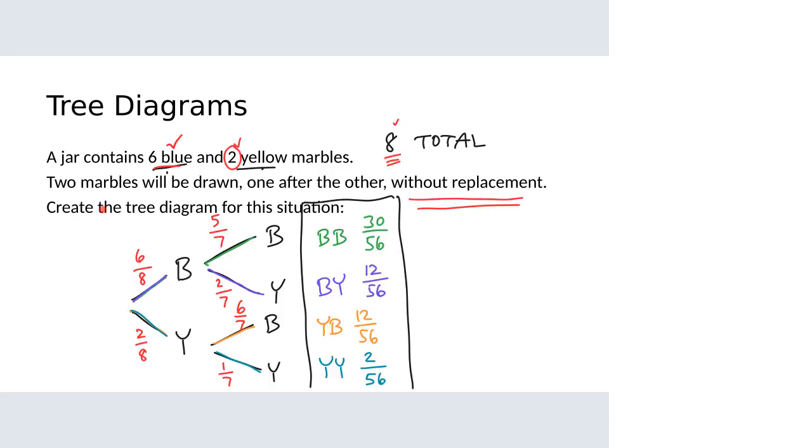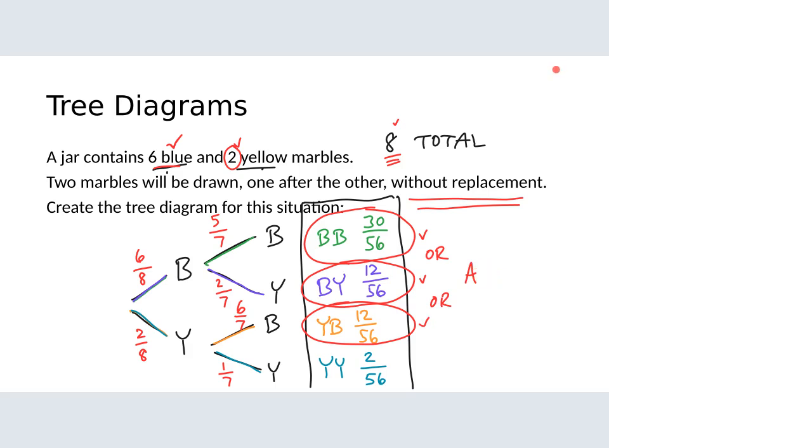So I go back and I look at my sample space and I see at least one blue. Well, I have at least one blue here. I have at least one blue here. I have at least one blue here. So I could get at least one blue this way, or this way, or this way. Since there's more than one way to have at least one blue, I need to add those probabilities together.